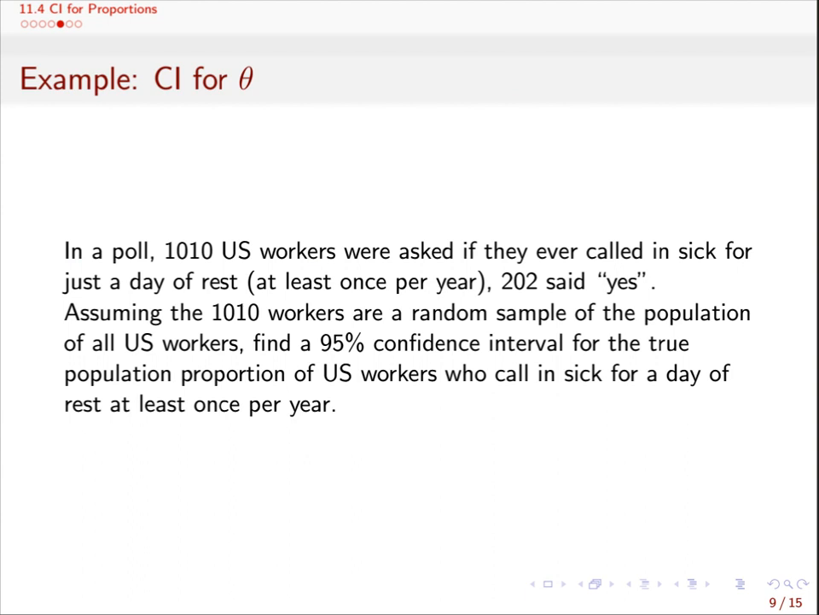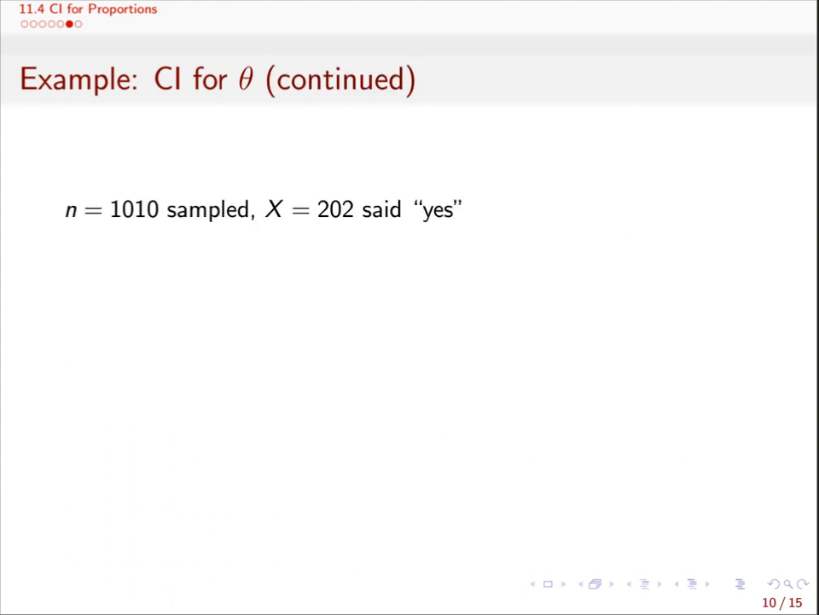So let's look at an example. In a poll, 1,010 US workers were asked if they ever called in sick for just a day of rest at least once per year. 202 of the people polled said yes. Assuming those 1,010 workers are a random sample of the population of all US workers, let's find a 95% confidence interval for the true population proportion of US workers who call in sick for a day of rest at least once per year.